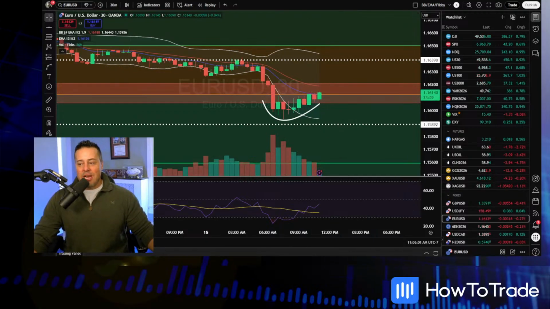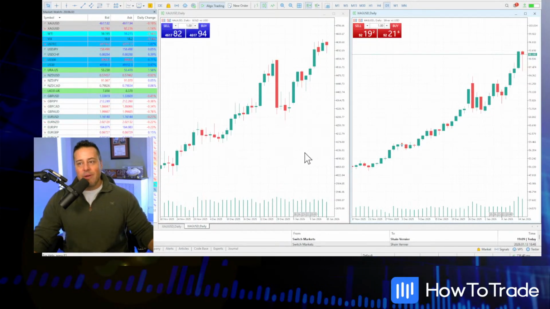One last thing I want to check, and then we'll get on with the tutorial here. Gold and silver. Gold and silver's rocking. Silver is going on an otherworldly, a generational run. I mean, this is generational performance.